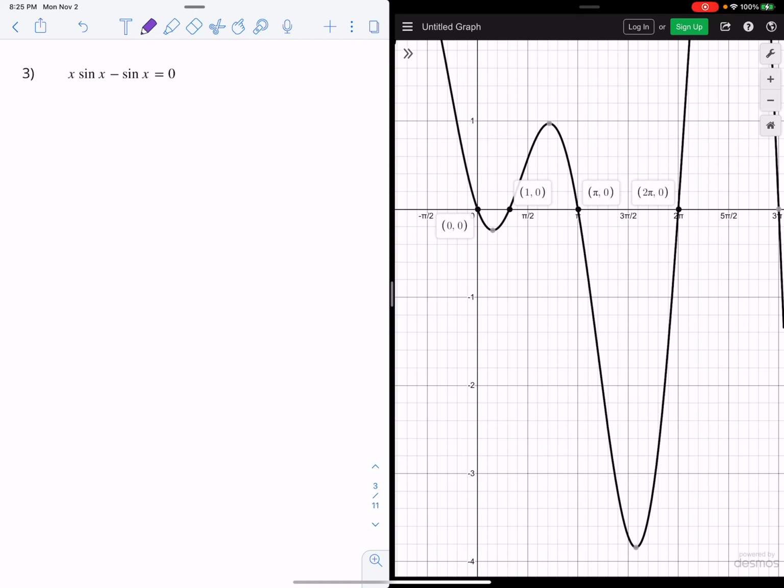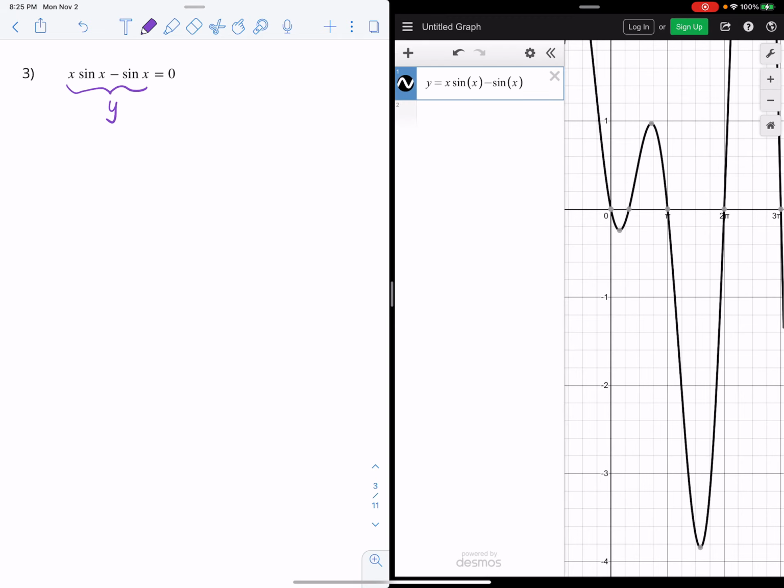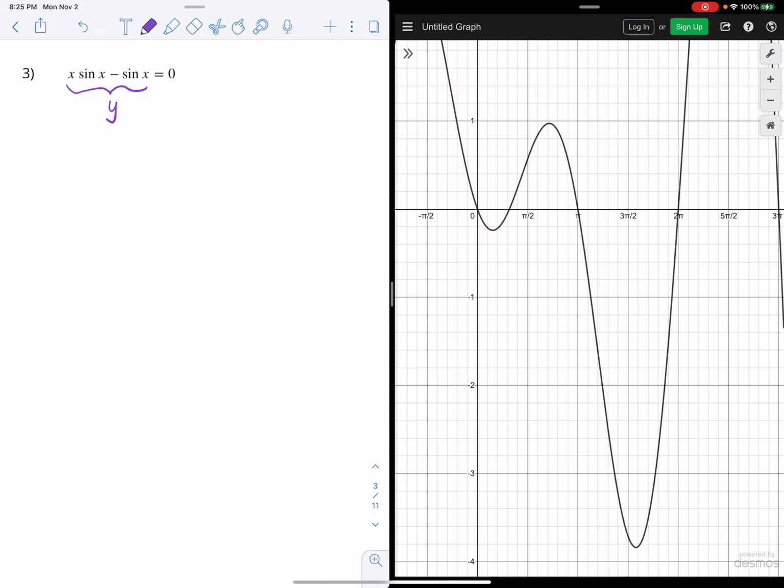So continuing with solving equations, we have this next one, and you notice that it's set equal to 0. And again, I want to look at the graphical aspect of it first. So I'm going to call the entire left side y, and I'm going to basically graph y equals x sine x minus sine x. And just so you see what it looks like on Desmos, there it is. All right, so I'm just going to hide that.